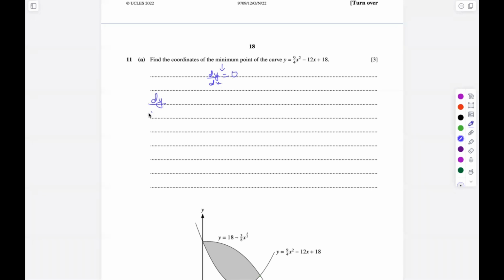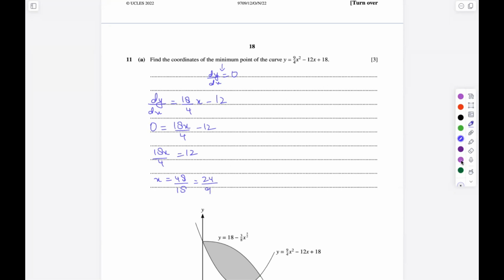So dy/dx will be equal to, we'll multiply the 2 by 9, that will become 18/4 x, and we'll decrease the power by 1. Differentiating minus 12x, that will become minus 12, and differentiating 18, that will become 0. Now substituting dy/dx equals 0, we'll get 0 equals 18x/4 minus 12. Simplifying, this will be 18x/4 equals 12. So x will be equal to 48/18, which you can simplify by dividing by 2, that will become 24/9.